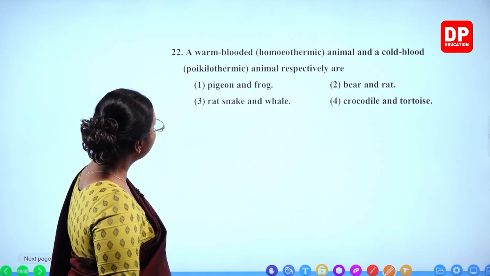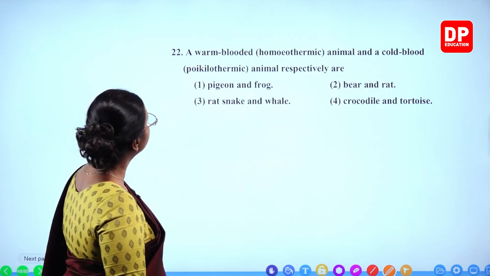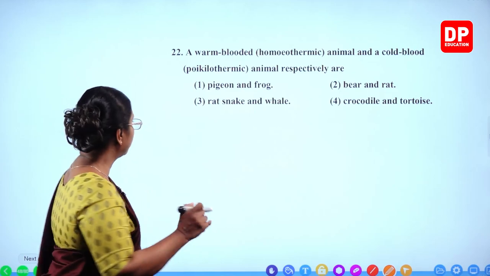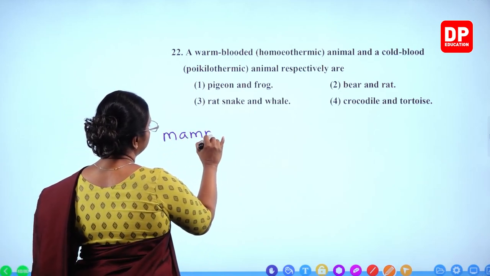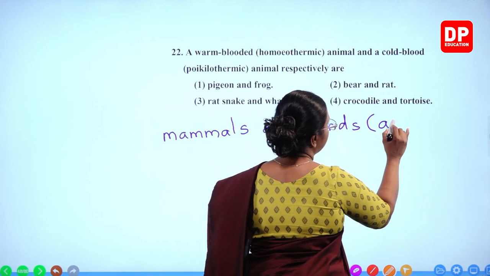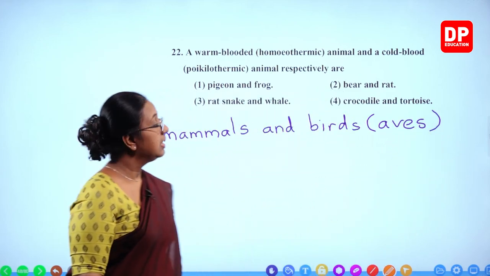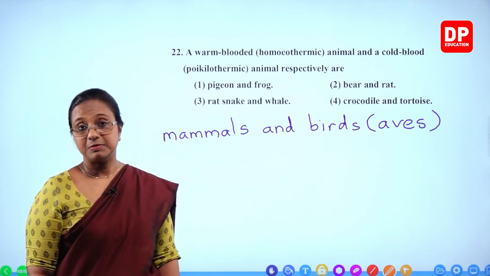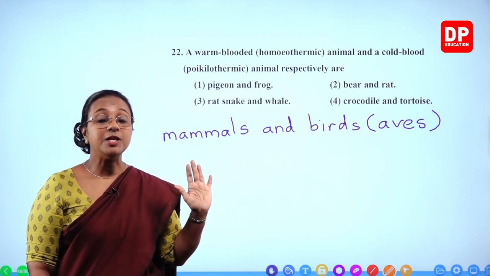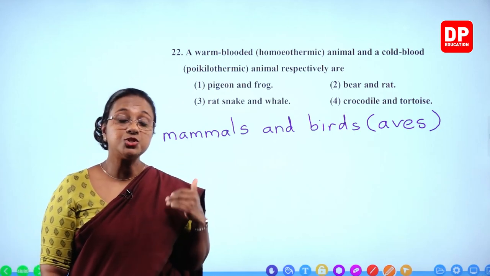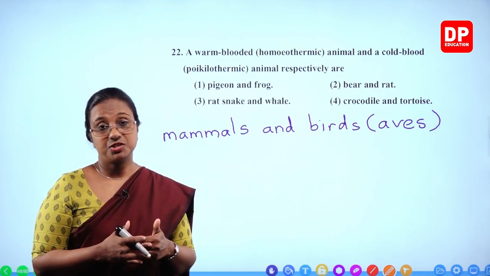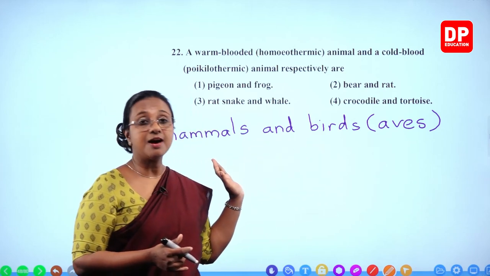Question 22. A warm-blooded, that is homeothermic animal, and a cold-blooded, that is poikilothermic animal, respectively are. Now you all know, students, only mammals and birds, that is aves, are the warm-blooded animals. The two groups of vertebrates that are warm-blooded are mammals and birds. What is the meaning of warm-blooded? Their body temperature does not change according to the environment temperature. So, our body has a fixed temperature. We are warm-blooded animals; mammals and birds are warm-blooded animals.